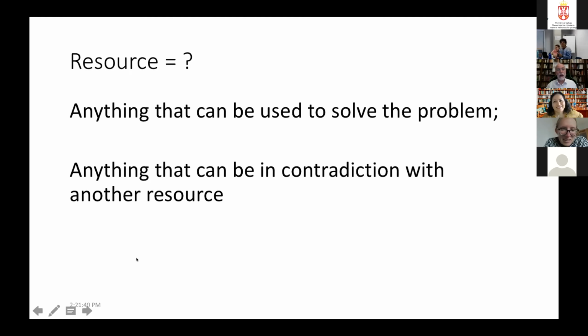And another thing, anything that can be in contradiction with another resource. So when we are talking about contradictions to be resolved, and that is creative problem solving, we are talking about contradictions of resources. Anything can be a resource. You are a resource. I'm a resource. The computer is a resource. This lecture is a resource. The weather today is a resource.